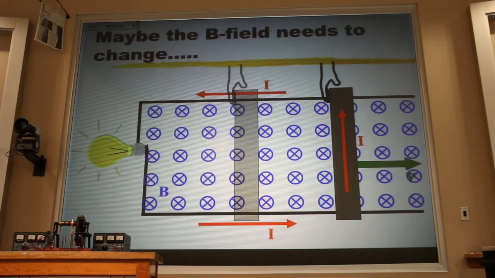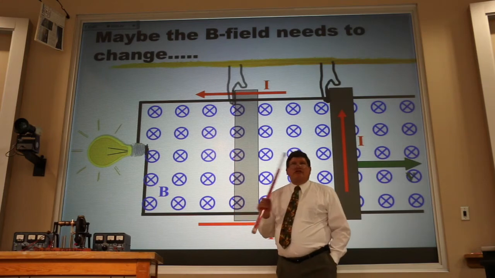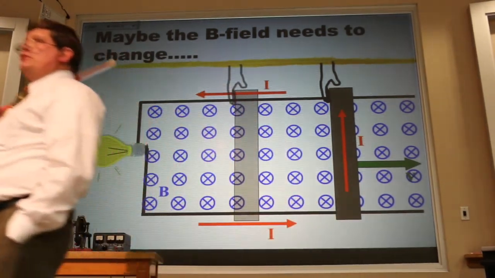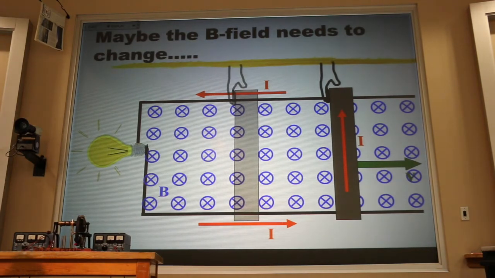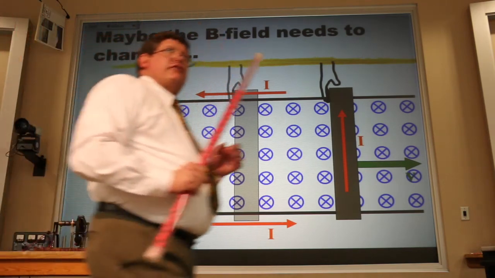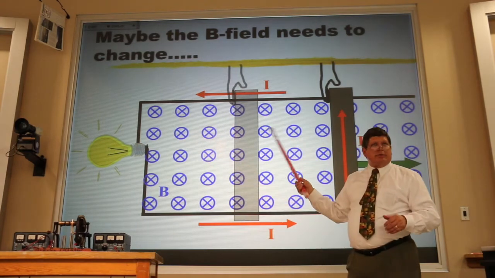Okay? Now here's the thing. Did I change the strength of the magnetic field inside my copper loop? No, it's the same strength that it was always in Tesla. What I did change was the number of field lines in the loop.